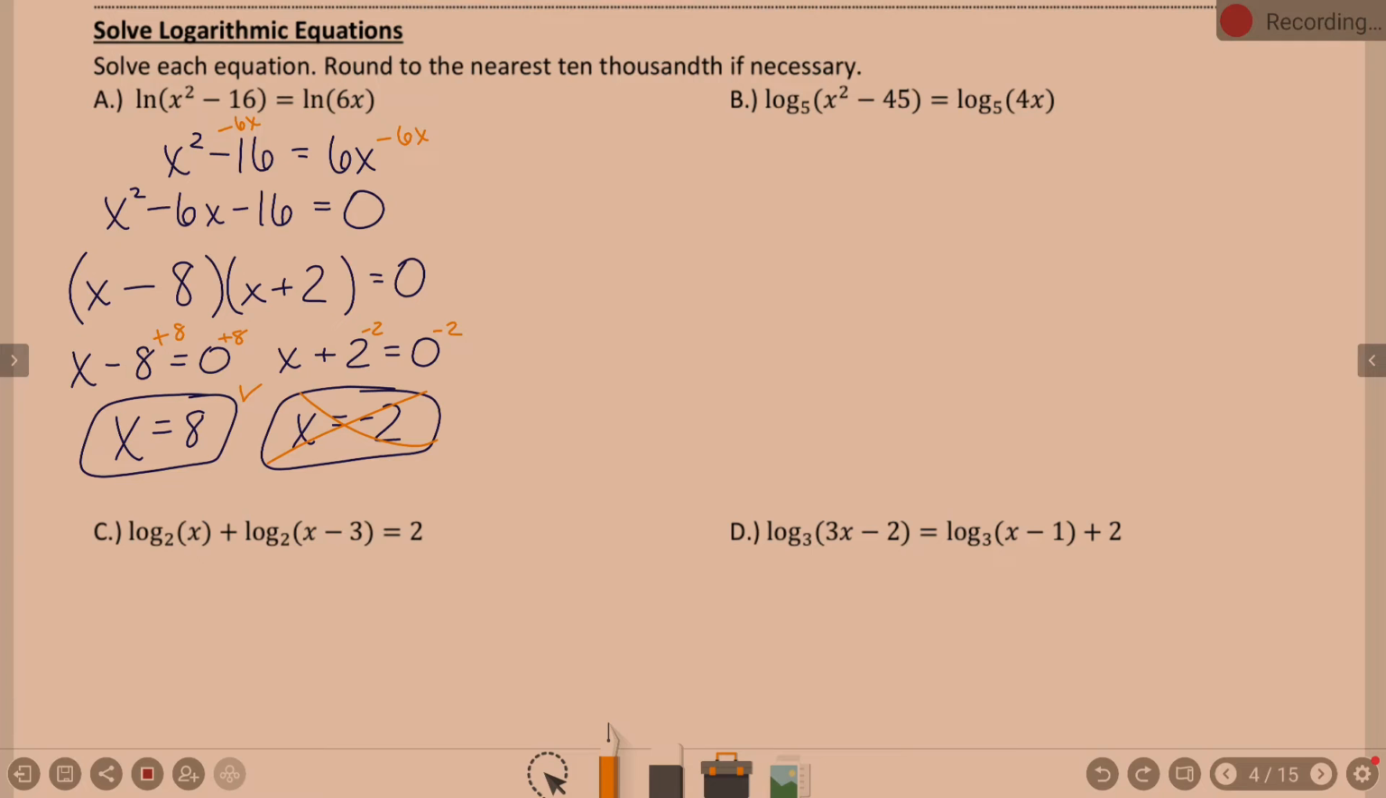And the same would be true on 6 times negative 2. If I say natural log of 6 times negative 2, well, that's natural log of negative 12, which is why it doesn't work, because we can't have the negative. Okay? So it's a little bit easier check than some of them we've done this year.